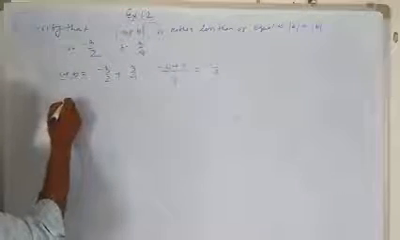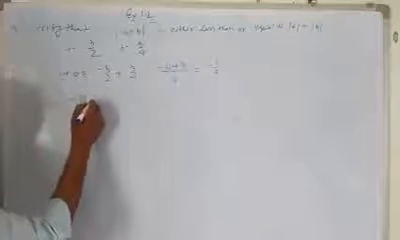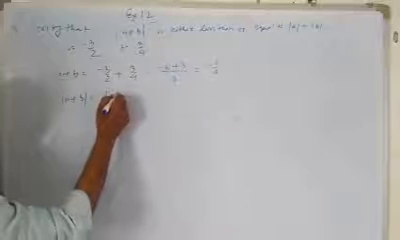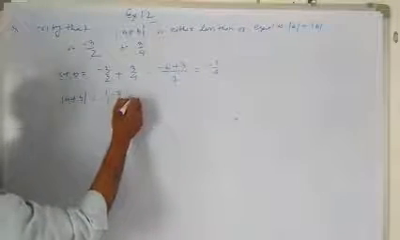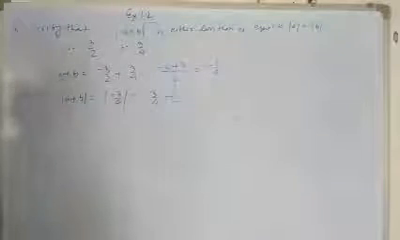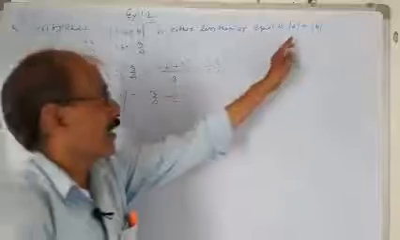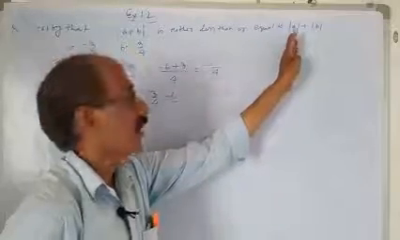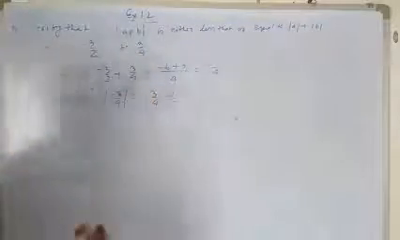After that, mod of a plus b is equal to mod of minus 3 upon 4. The value will be 3 upon 4. This is the first equation. After that, write the mod separately for a and separately for b.